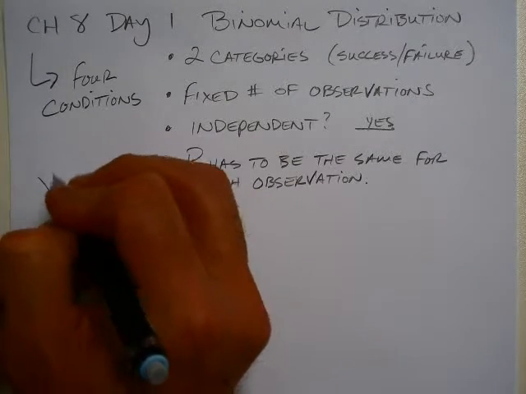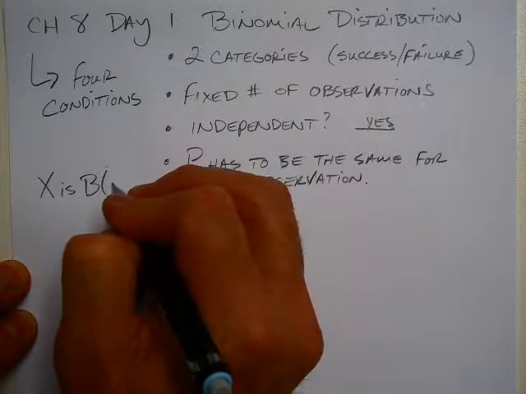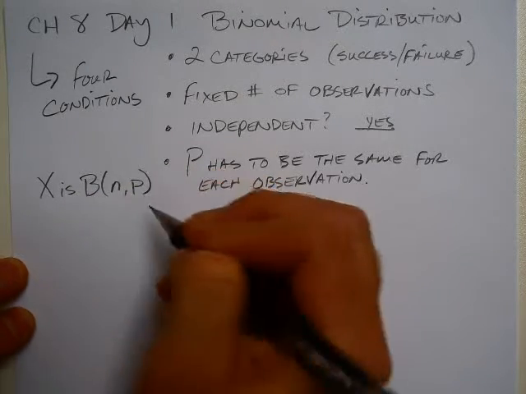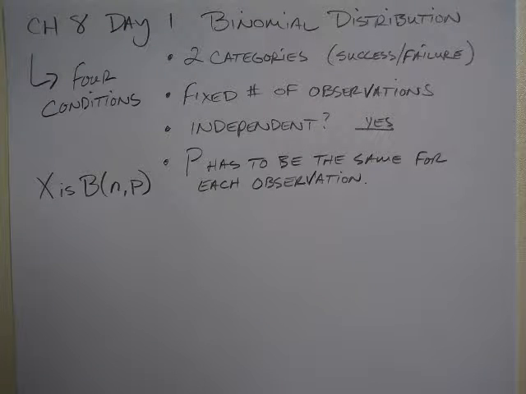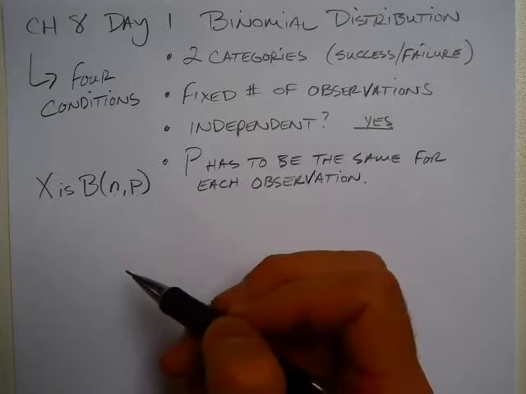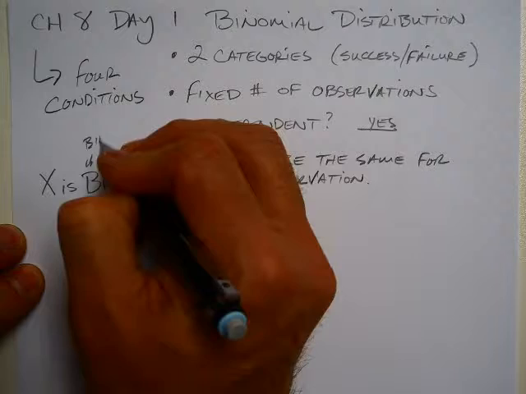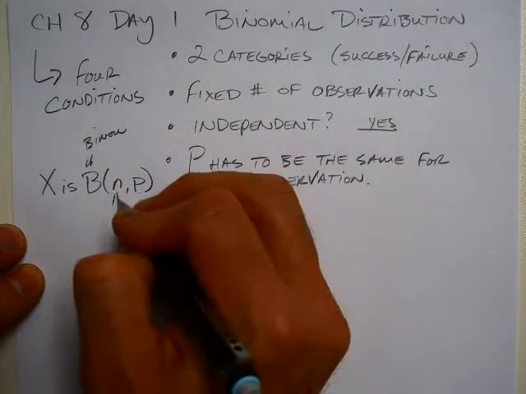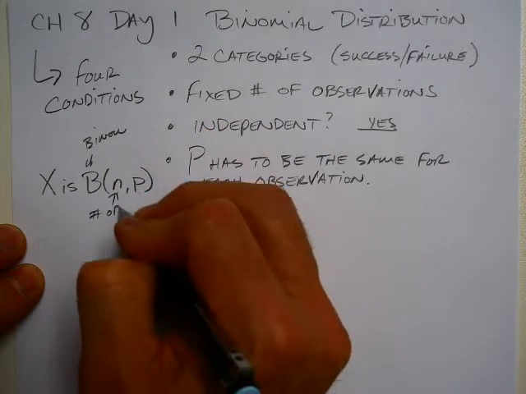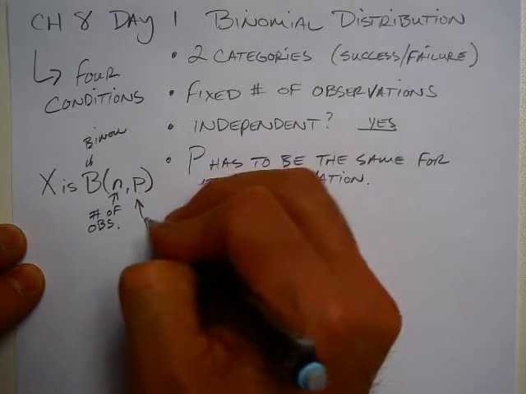I have this written off to the side. We'll see if that comes into play later. X is binomial, n number of observations with p probability. So this is your binomial, number of observations, and your probability.